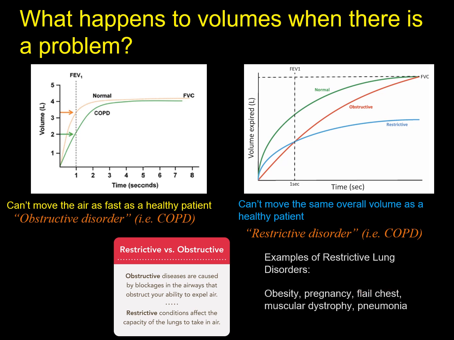Flail chest, we talked about that, because the lungs can't change volume. The chest wall deflects in when you try to breathe in, that's a restrictive disorder. Muscular dystrophy, the inability to contract the muscles of the chest wall, so you can't move volume. Or something like pneumonia where there's fluid in there, and so now there's less functional volume.